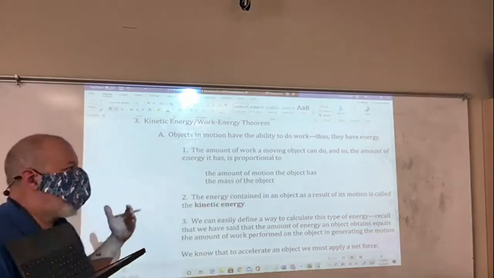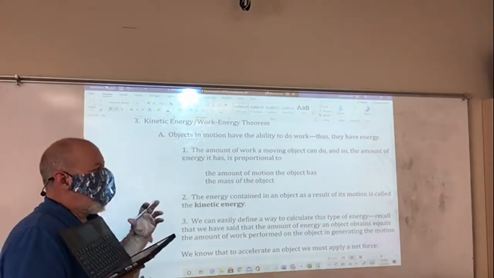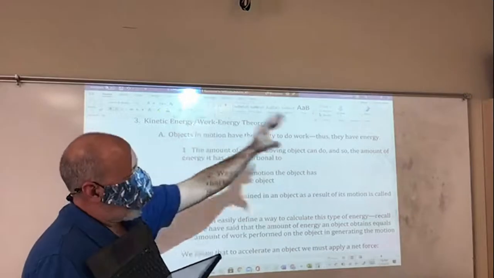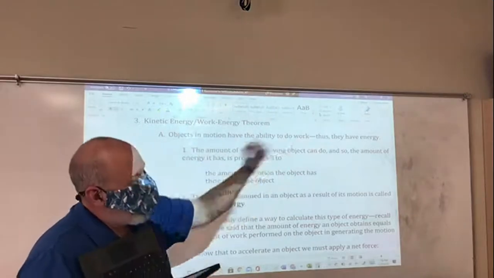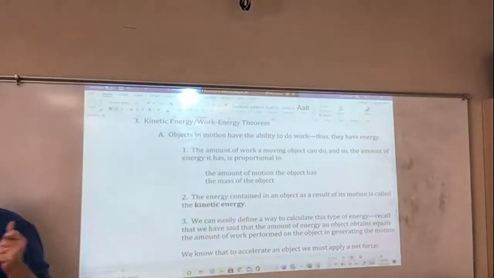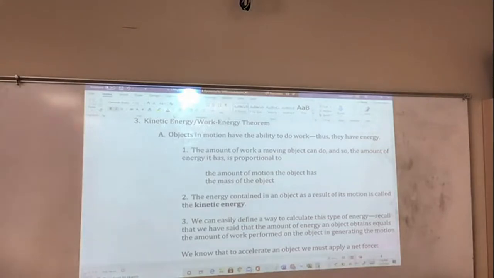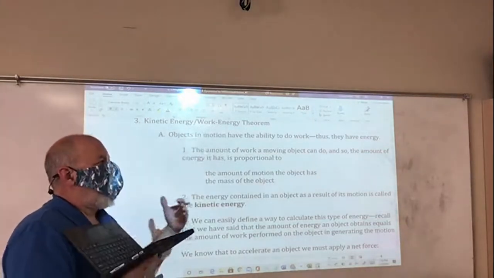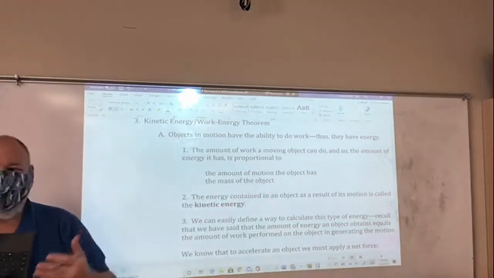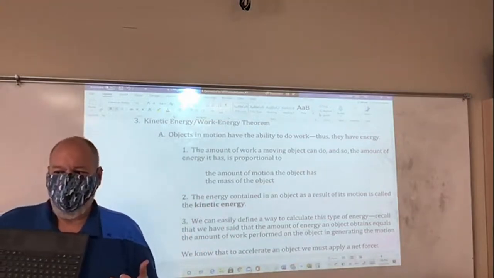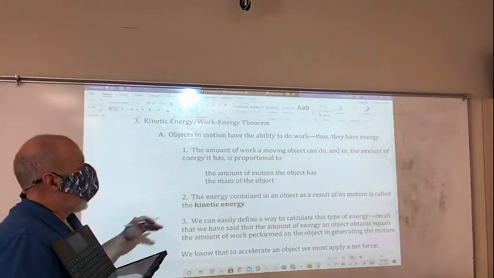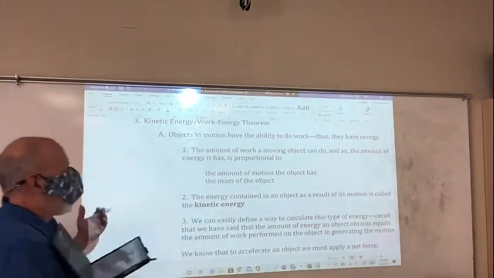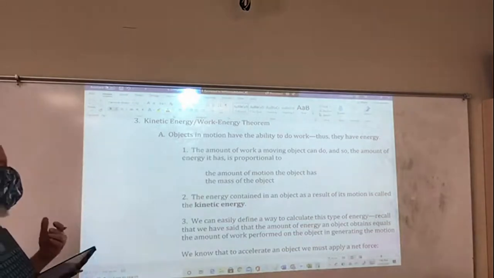The ability to do that amount of work, well, I gave it that ability by doing this, so it has that ability to do work. Okay? So if I know how much work I did on it, I have an idea of how much work it now has the ability to do. So that's how I look at this idea of the ability to do work. But objects in motion have the ability to do work.